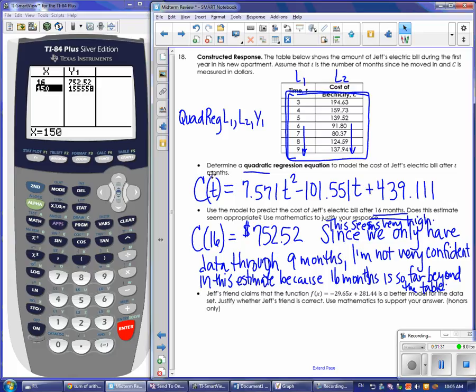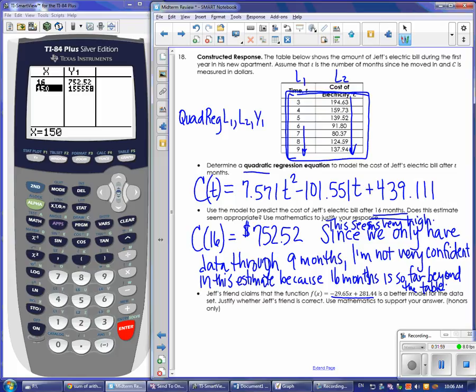It says that Jeff's friend claims that the function f of x equals negative 29.65x plus 281.44 is a better model for the data. Justify whether Jeff's friend is correct using mathematics to support your answer. Well, what I can see from the data is that it changes direction. Initially, the electric costs are going down, and then they go back up. Well, Jeff's friend's model is a straight line, and I know a straight line is not going to change directions.